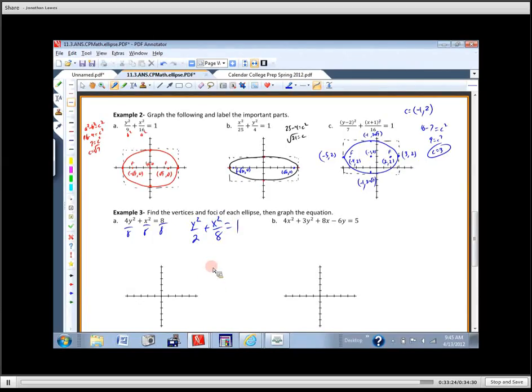This one's a little bit on the ugly side. Where's the center? 0, 0. How far do we go in the y direction? Ooh, radical 2 is how far we go in the y direction. How far do we go in the x direction? Radical 8, which is a little less than 3.